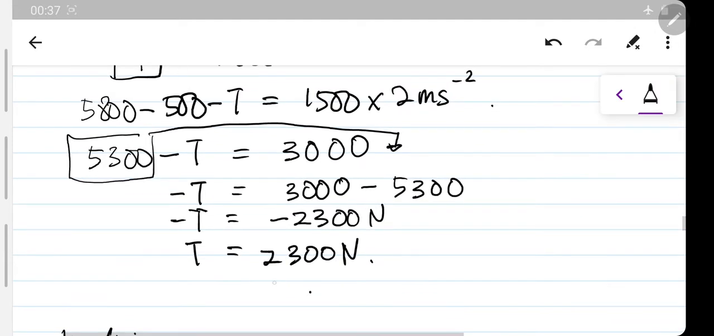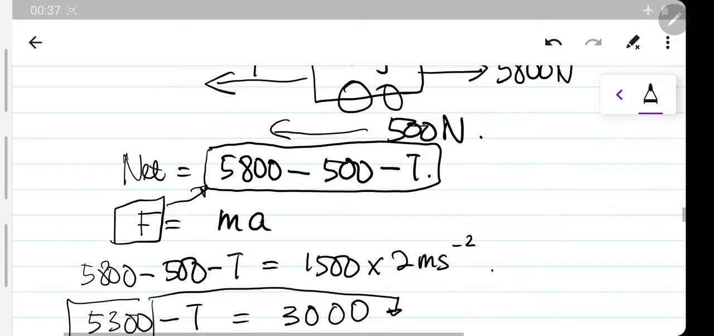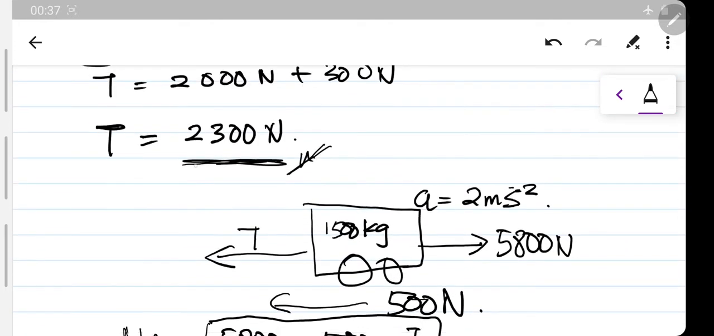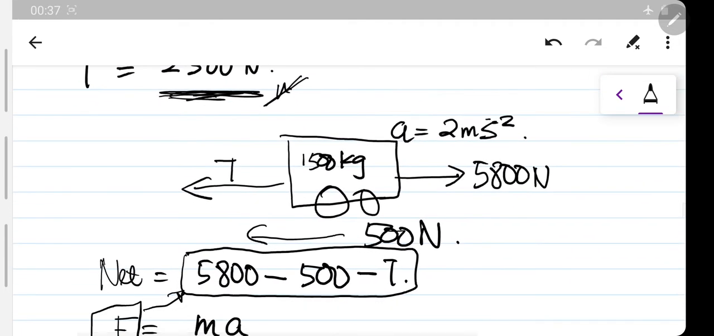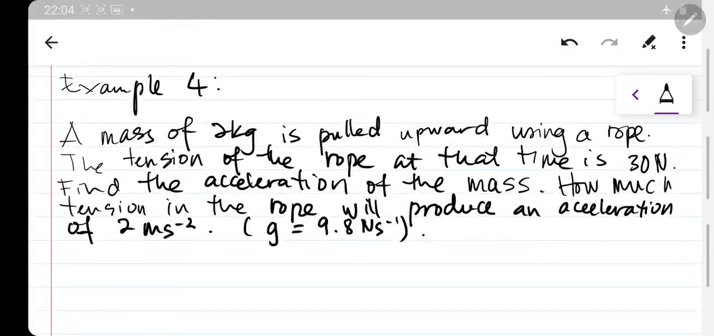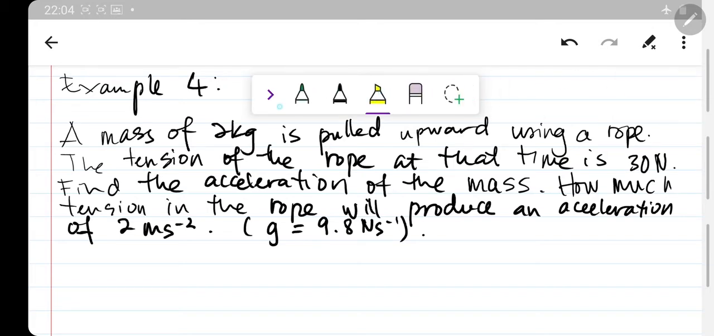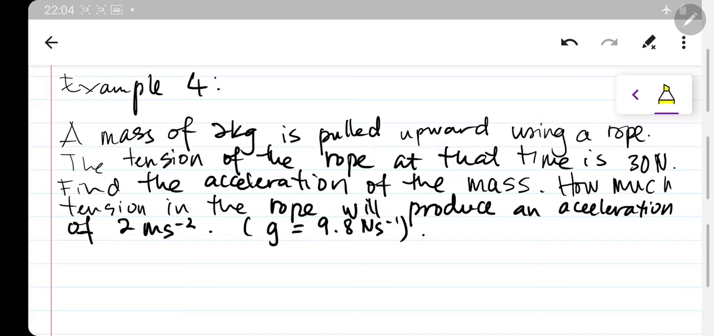So you see the answer here is the same as the first one. Now let us study example number 4. Of course, we need to read the question carefully, and we highlight important information given in the question.